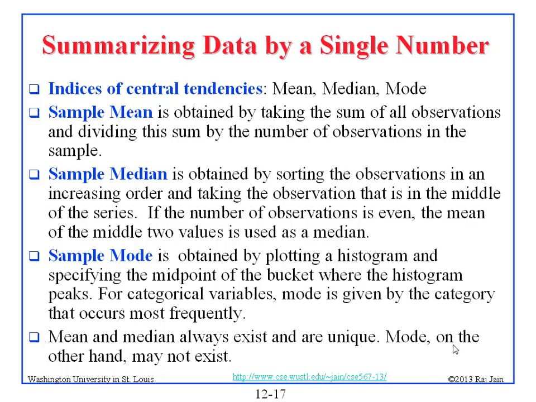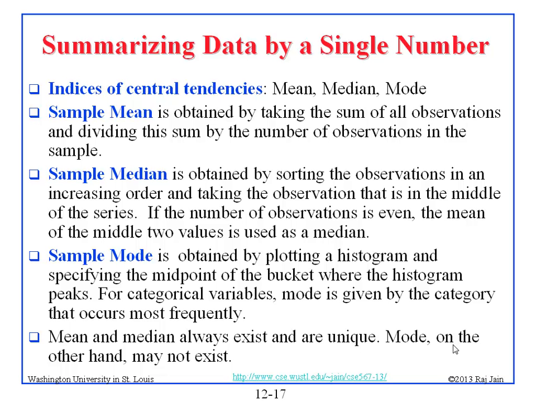Sample mode is obtained by plotting a histogram and specifying the midpoint of the bucket where the histogram peaks. So you really have to draw a density function kind of thing, a histogram, and wherever the highest, most common thing is, that is your mode. Mode is the most common thing. And so this is done mostly for categorical variables.